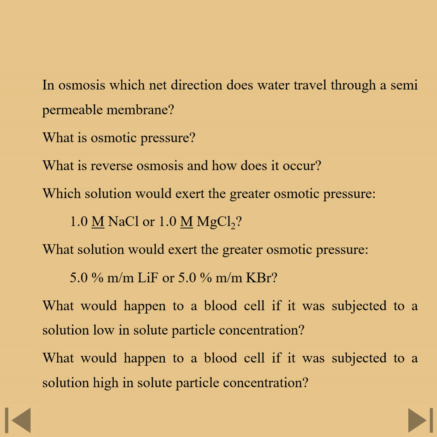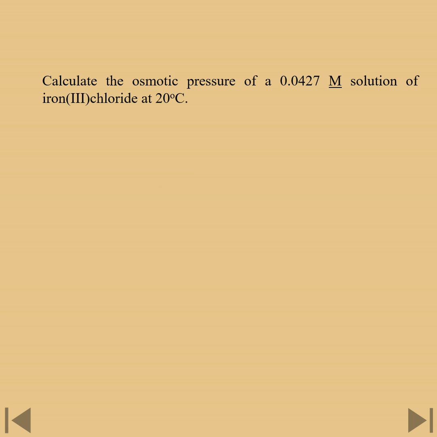Okay, now we're asked to calculate the osmotic pressure of a 0.0427 molar solution of iron(III) chloride at 20 degrees C. Okay, we only have one way to calculate osmotic pressure from our equation. Osmotic pressure is equal to the concentration of your solute times R times T times i. And we know what the concentration of the iron(III) chloride is. We know what R and T are. What about i? And I hope you're saying i has a value of 4.